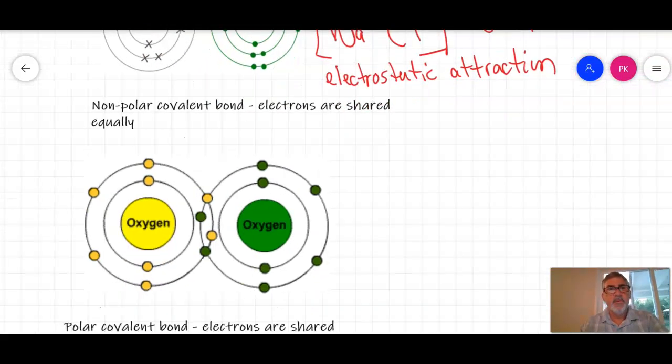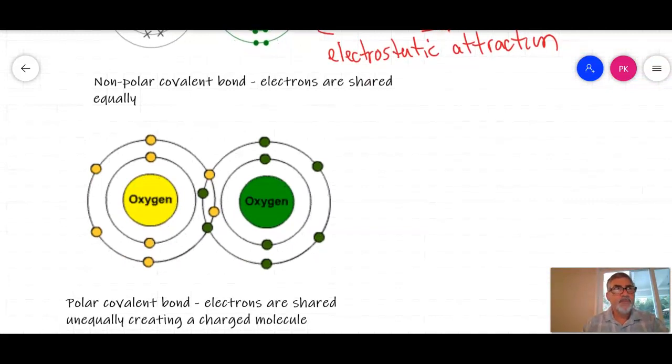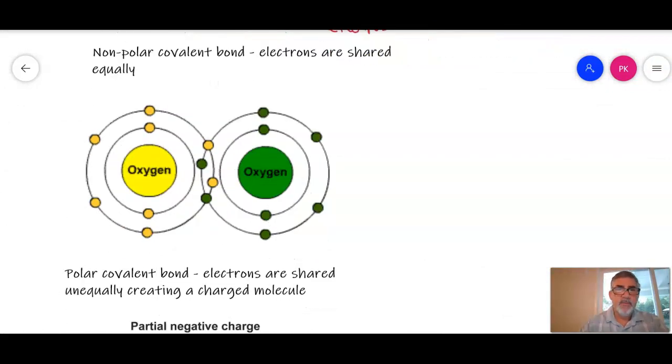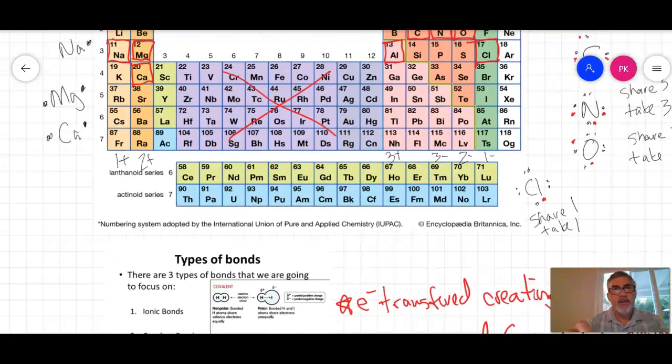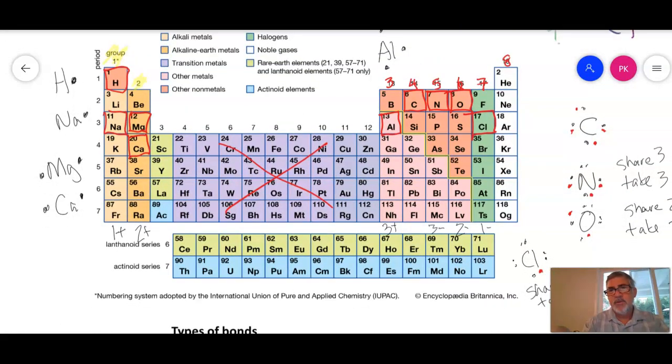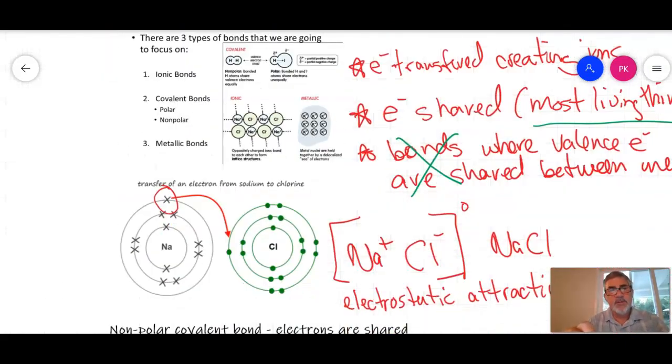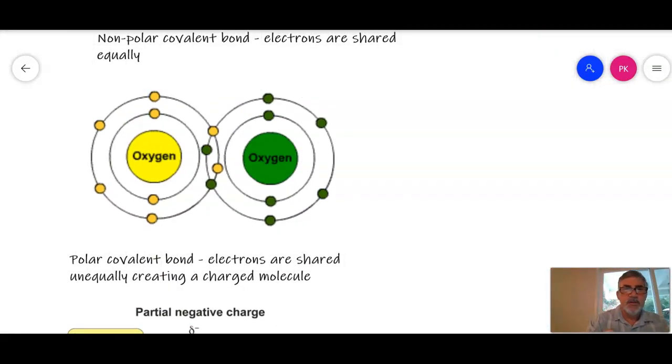All right, so let's look at a covalent bond. Remember, in a covalent bond, electrons are shared. So if we look at it, oxygen is in group 6, so it has 6 valence electrons. So those are in the outer shell. If I look at the green one, 1, 2, 3, 4, 5, 6. I look at the yellow one, 1, 2, 3, 4, 5, 6. So remember, oxygen needs 2 more to get to 8.